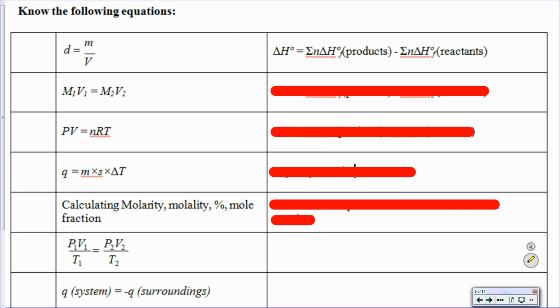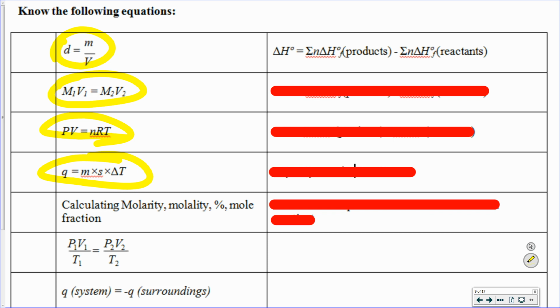Okay, here are the simple formulas you need to know. I tell you at minimum, know these. The density formula. The dilution formula: concentration times volume equals concentration times volume. The ideal gas law, PV equals nRT. The heat equation: heat is equal to mass times specific heat times delta T. And these are on the video, you can go back and watch these if you want.